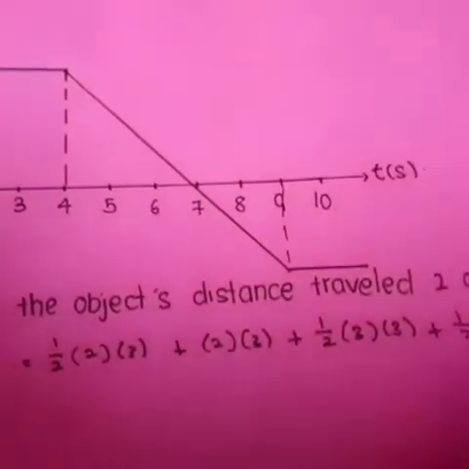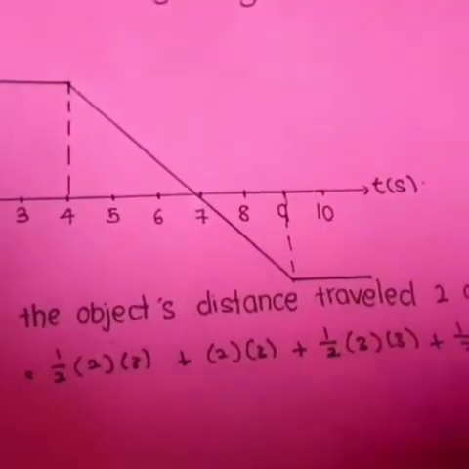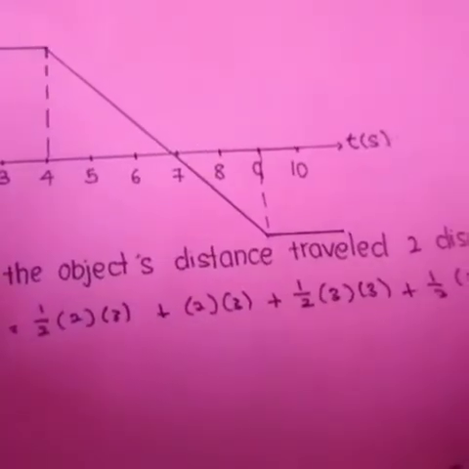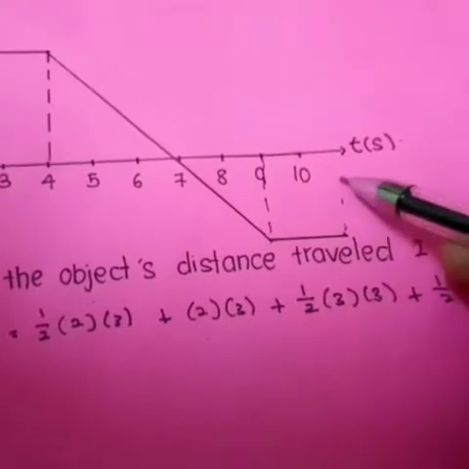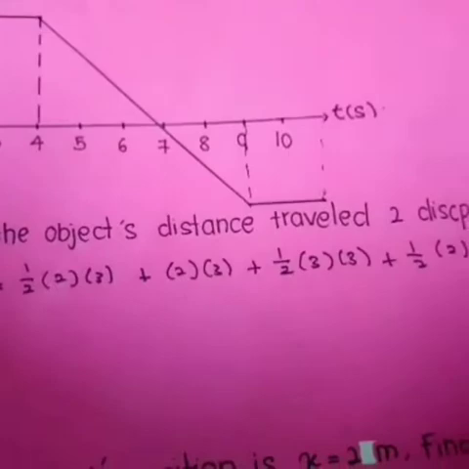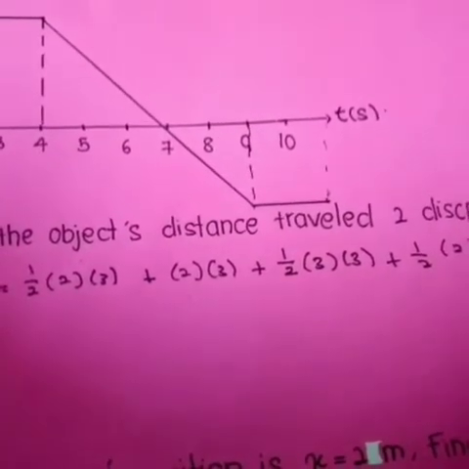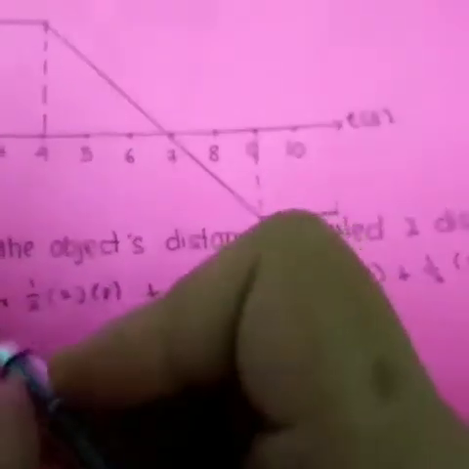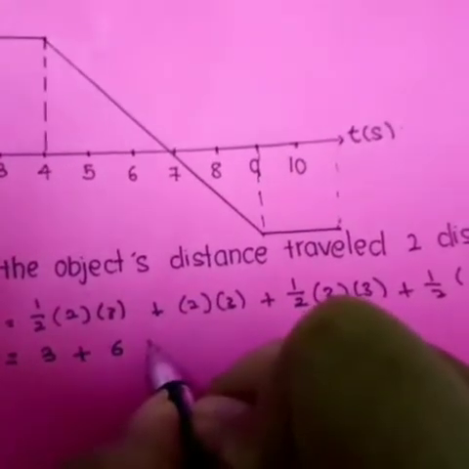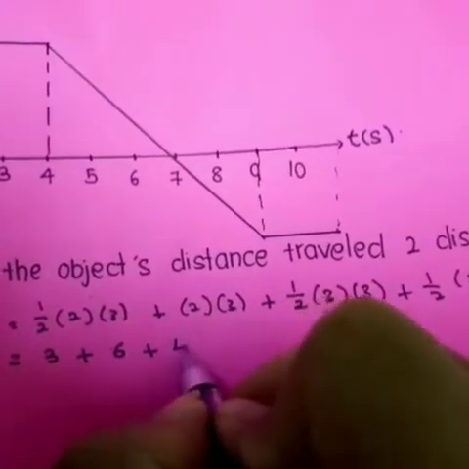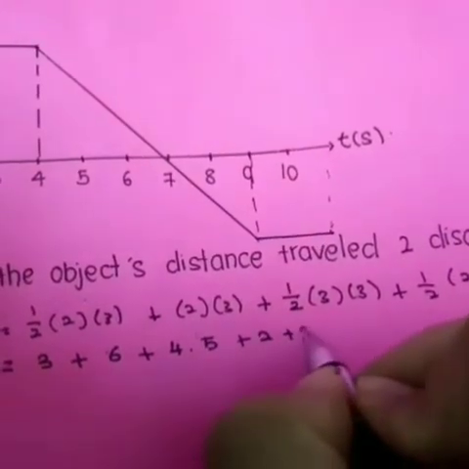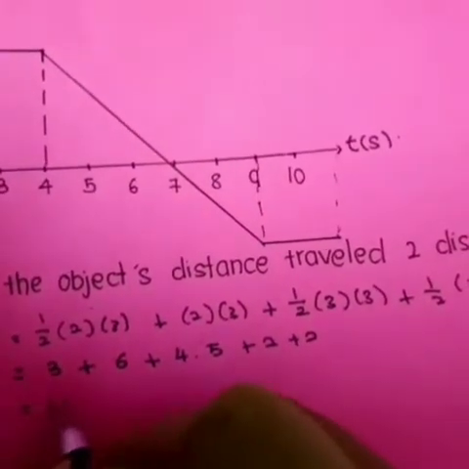Okay, 2 times 2. Finally, plus this triangle, 2 times 1. So we get 3 plus 6 plus 4.5 plus 2 plus 2. So we get 17.5.